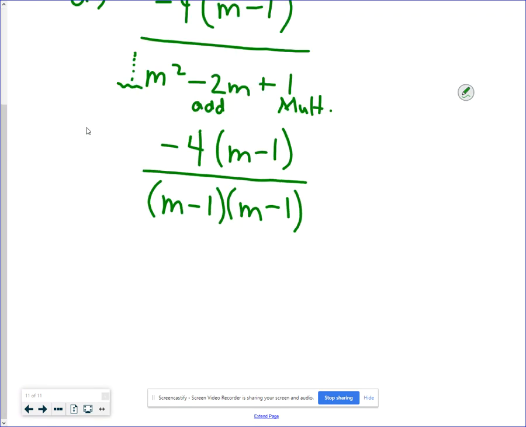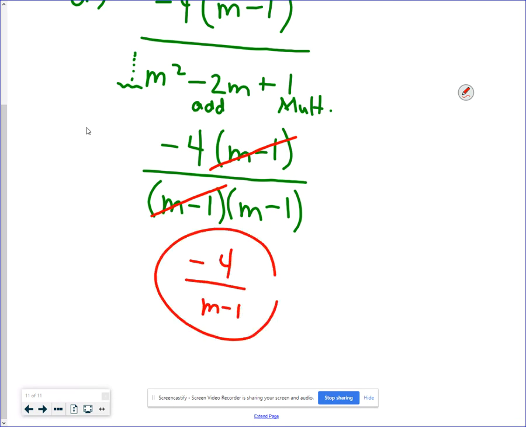Do we have any common factors on top and bottom? I do. I have an m minus 1 on top and I have two on the bottom. So I can only cancel the one on top with one of the ones on the bottom. I can't mark out both of the ones on the bottom. So my final answer will be just negative 4 over m minus 1. Now let's reduce.